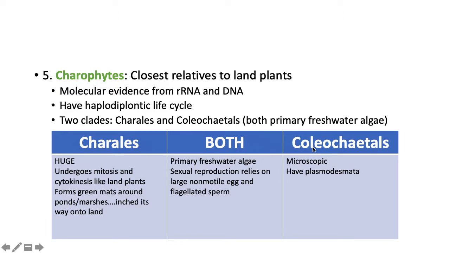For the coleochaetales, however you want to say it, they're microscopic, but they do have plasmodesmata, which is kind of unique in land plants. Because land plants have a cell wall, they can't really share information. Well, at least people didn't think that was the case, but then they noticed that they have these tunnels that connect each plant cell to each other, and they're called plasmodesmata. What they both have in common, they're both primarily freshwater algae. Sexual reproduction relies on a large non-motile egg, so it doesn't move, but the sperm does.